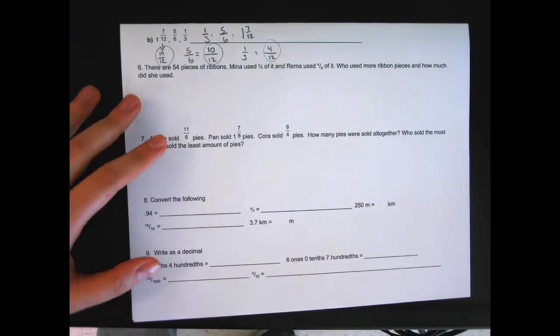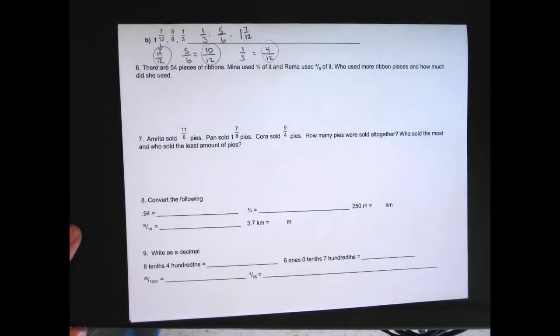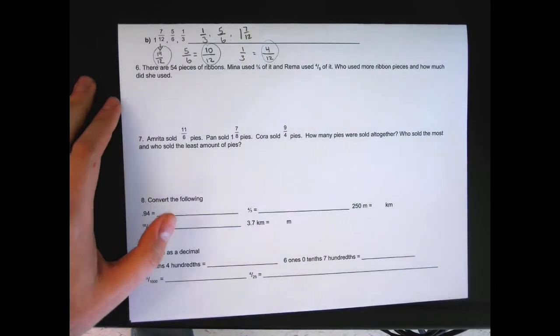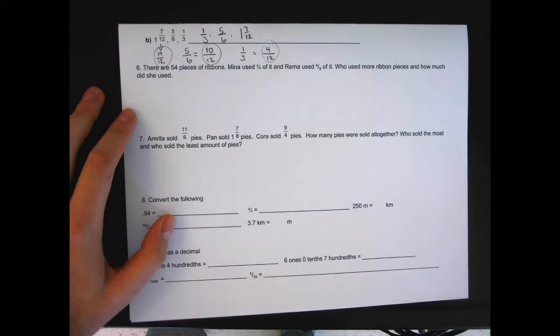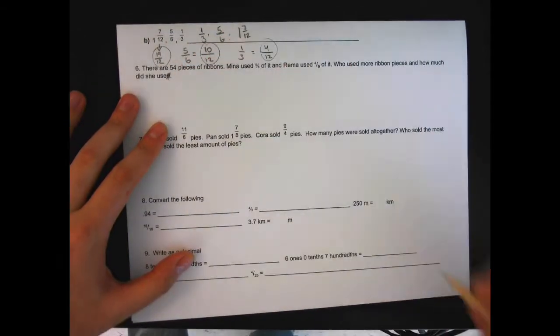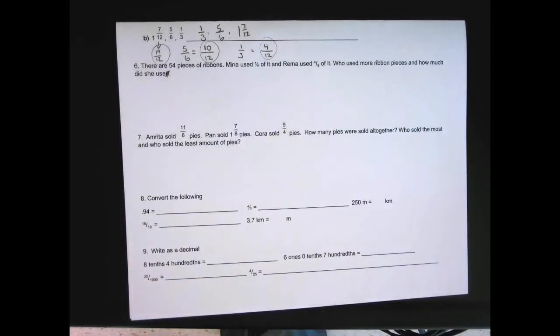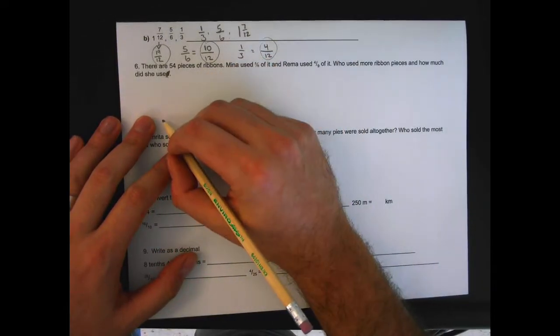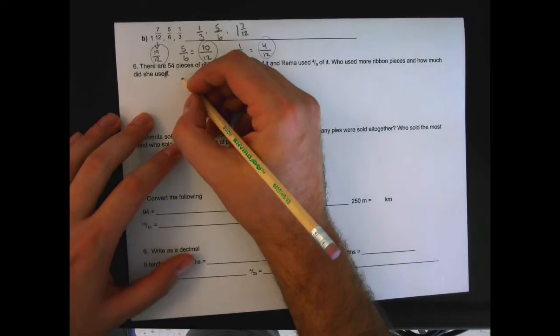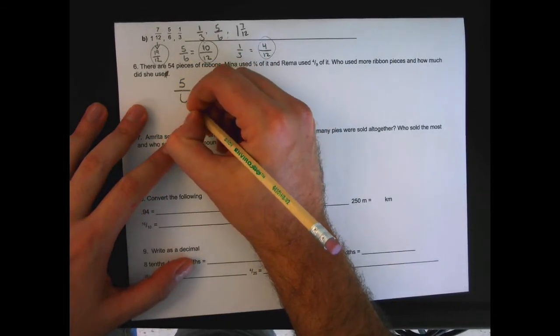There are 54 pieces of ribbons. Mina used 5/6 of it, and Rema used 4/9 of it. Who used more ribbon pieces, and how much did she use? So they each have 54 ribbons, and Mina used 5/6. So how much did she use? For Mina, you have to do 6 times 9 to make the denominator 54. Okay, so 5/6 is what she used.